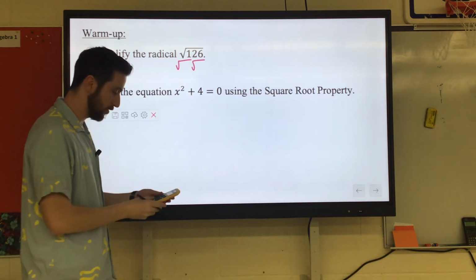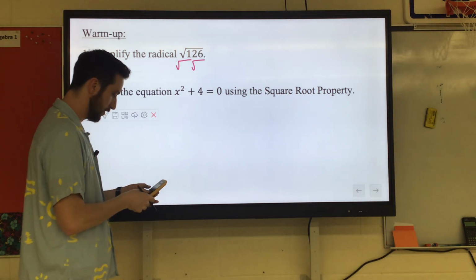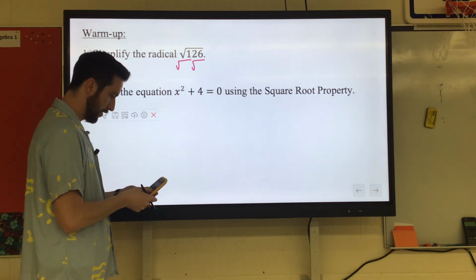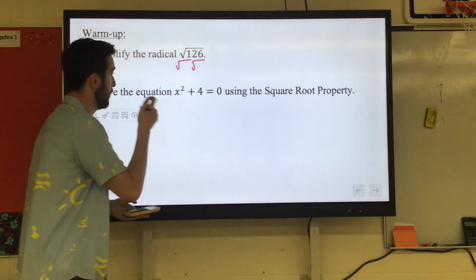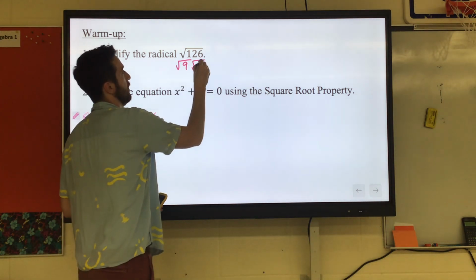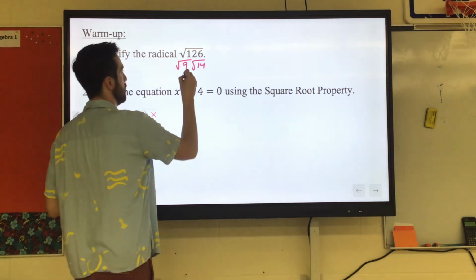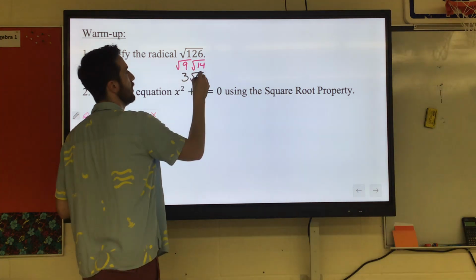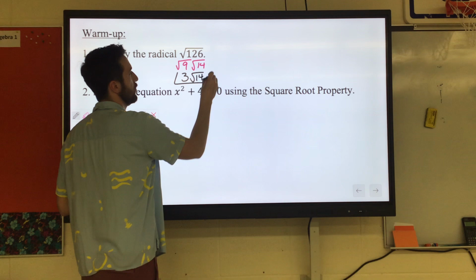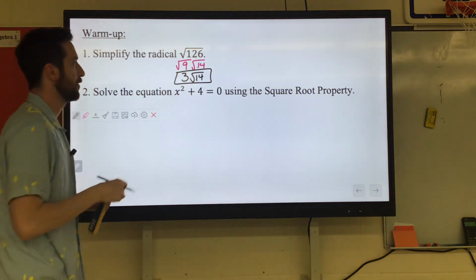I think 9 goes in there, so let's see, 126 divided by 9 is 14. All right, so 9 times 14. And then the square root of 9 is 3. 3 root 14. And there are no more perfect squares in 14, so we're good.